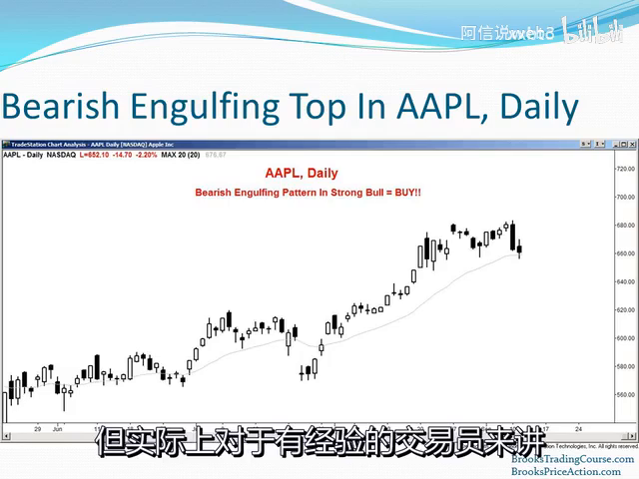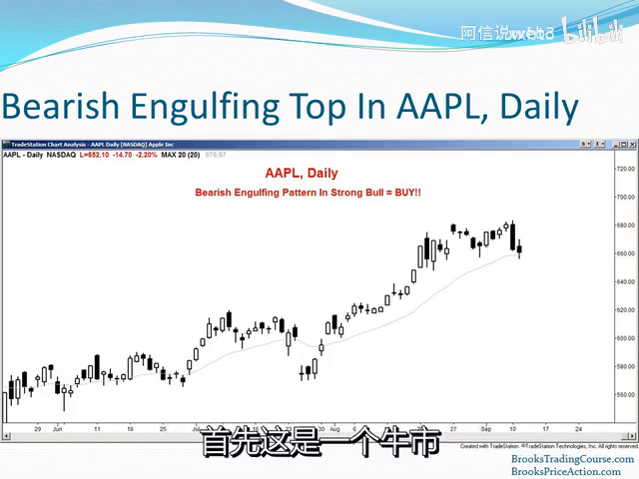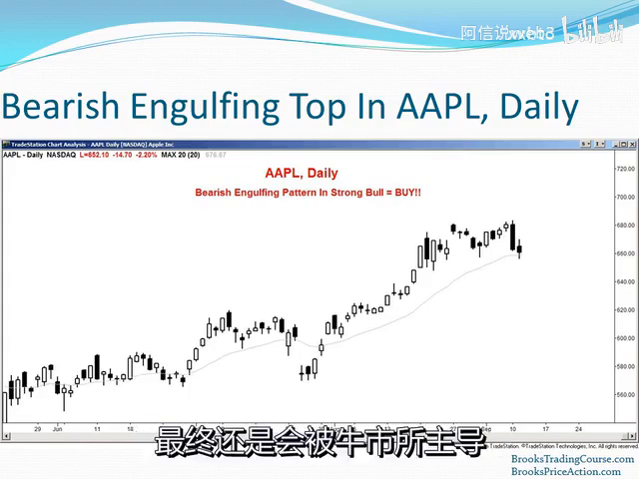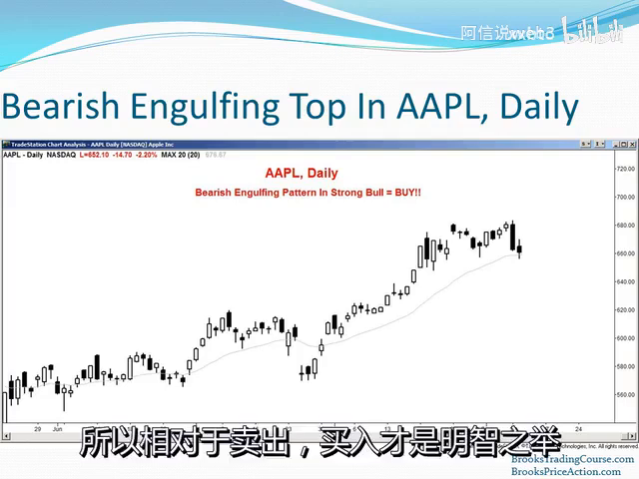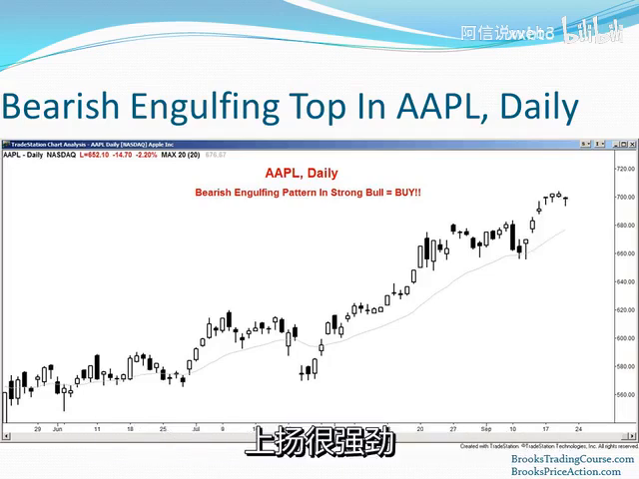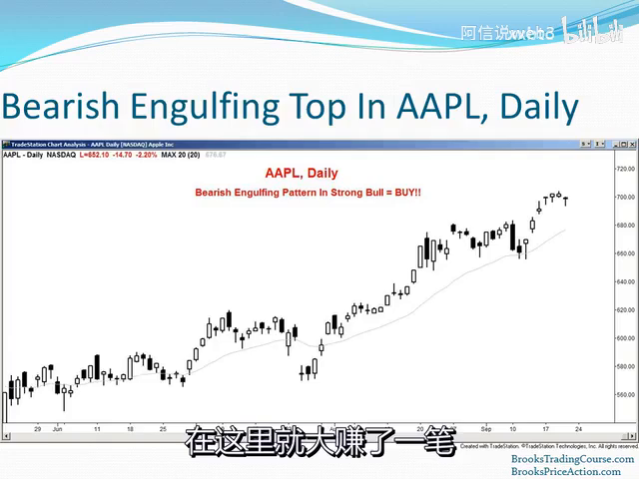Well, in fact, most experienced traders would see just the opposite of what you're seeing, and they would say that it's a bull trend. Most reversal patterns will fail, and they'll become bull flags, and it's far better to look to buy the pattern than it is to sell. And this is what followed. A pretty strong rally, and the traders who bought the pullback did quite well.